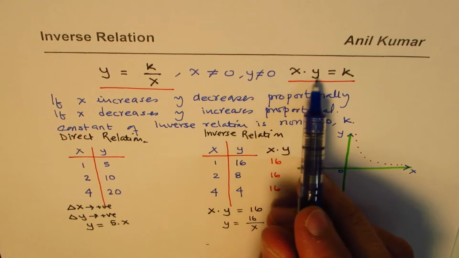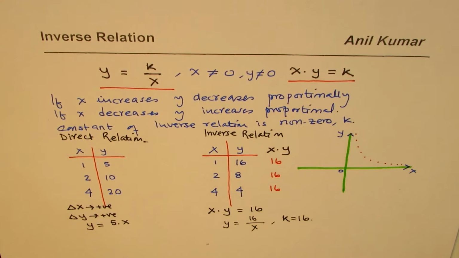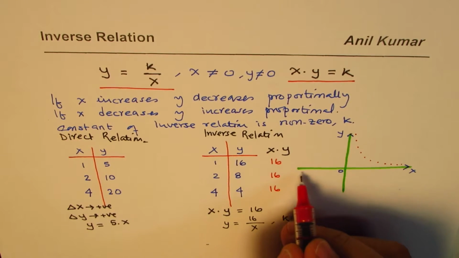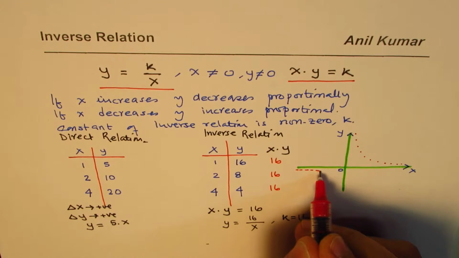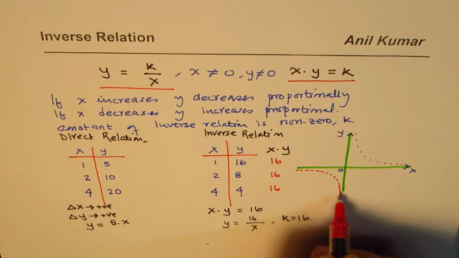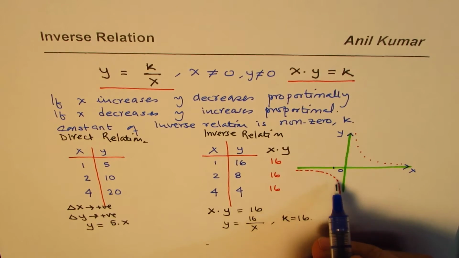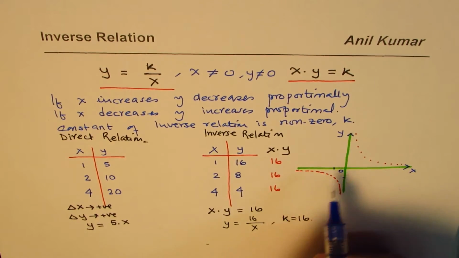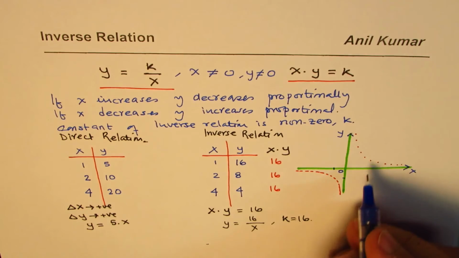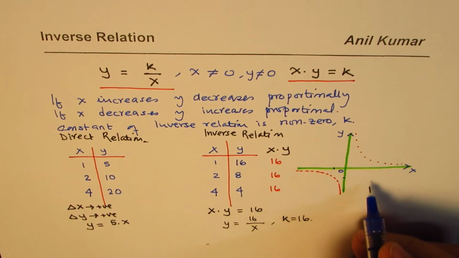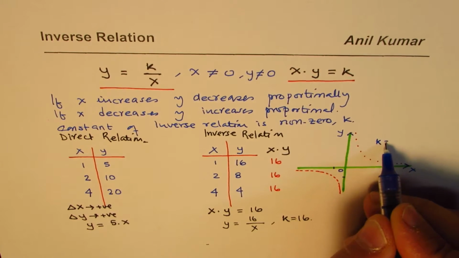Remember, x and y could take negative values also. So you could have a graph on this side also, right? You could have a graph on this side also, right? So if x is negative, y will be negative, correct? There's no change in sign. So these two graphs are for when the k value is positive.